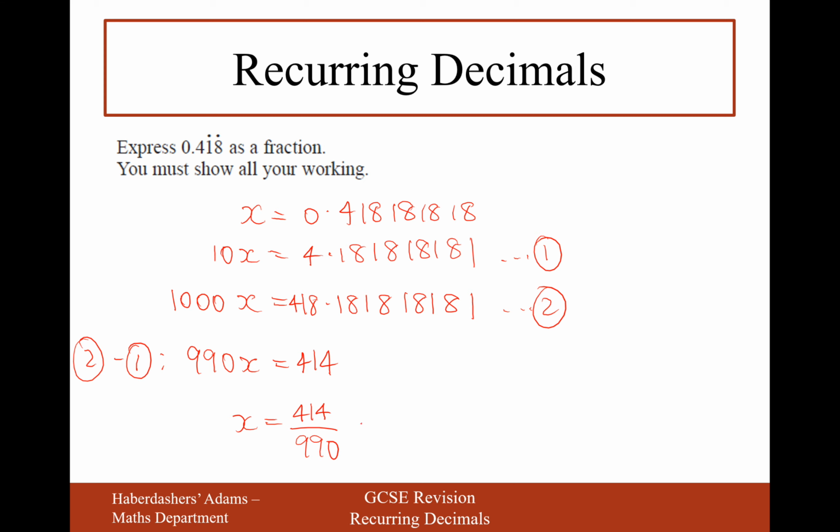You could probably factorize out a factor of 2, that would be 207 over, divide that by 2, and we're going to get 495, I'm pretty sure. And maybe there's another factor of 3 there, but I'm not too sure. I don't have a calculator on me. Apologies if I've done that last bit wrong. But yeah, simplify it fully with your calculator.